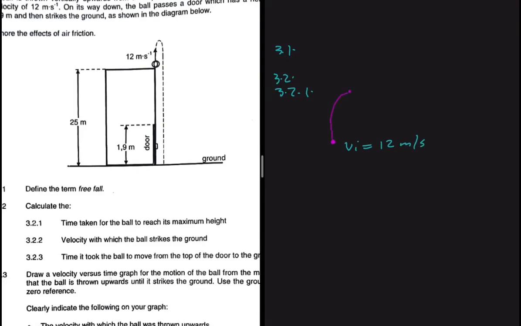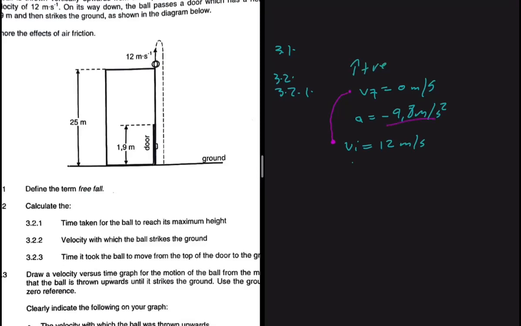At the maximum height, we know that we will have a VF, which equals 0 meters per second, right? And then what else do we have? We know the acceleration fully well. The acceleration is equal to minus 9.8 meters per second squared, right? So now we have to decide on the direction. We take up as positive, right? Hence acceleration is minus 9.8.